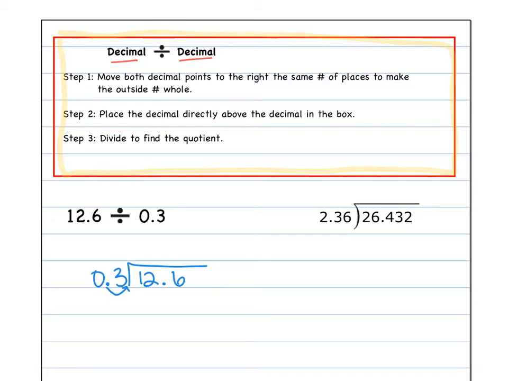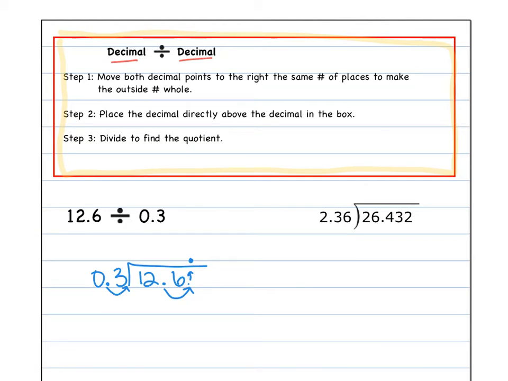But in order to keep this problem the same, whatever I do to the outside number, I have to do to the number under the bracket as well. So since I moved it one spot on the outside, I move it one spot on the inside. Okay, so now we're thinking of the decimal as here. Then this is where we carry the decimal straight up above. Okay. Now we can divide like normal.